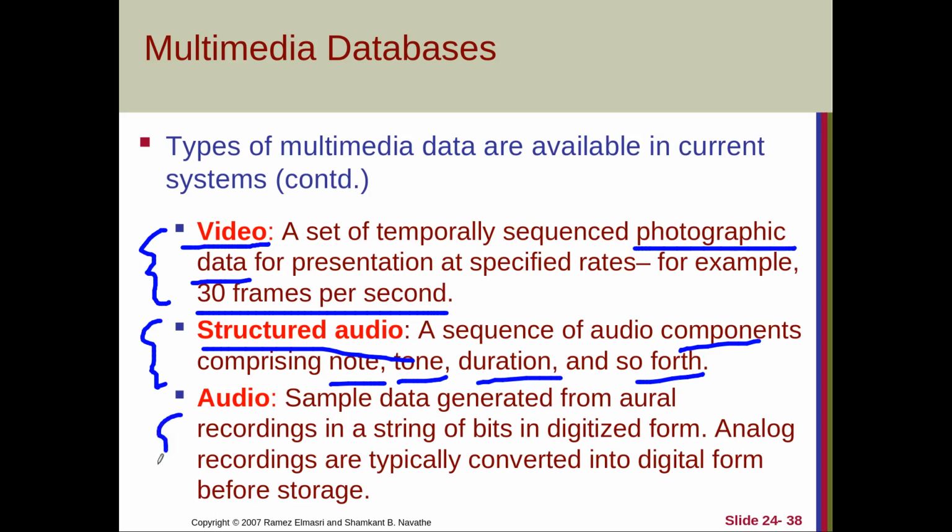Then normal audio, another multimedia data, is sample data generated from oral recordings, normal recordings, and that is saved as a string of bits in digitized form. If you are making a recording on your mobile phone, or using a microphone or some other recording device, these are actually analog recordings. They are typically converted into digital form before storage. So by using a microphone we actually get analog data, and it will be converted into digital format later.